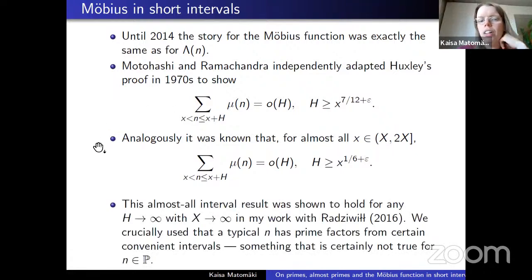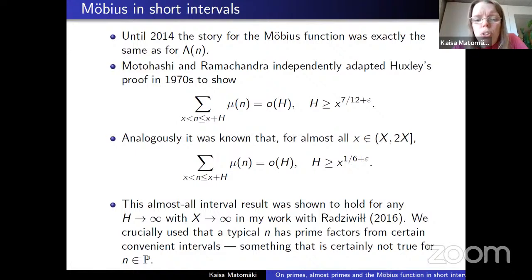And this second result was shown to hold for much shorter intervals, actually the interval length h tending to infinity as slowly as you wish with x. So you can look at intervals of length h equal to log x, for instance, in my work with Maxime in 2016. And so this is different from the primes. For primes, we don't know how to improve on these results. But for the Möbius function, Maxime and I managed to go into much shorter intervals.